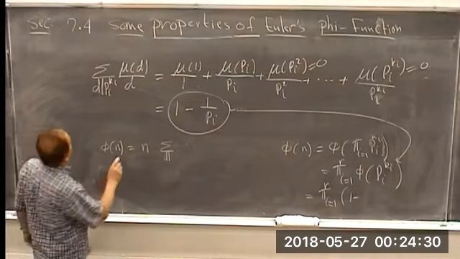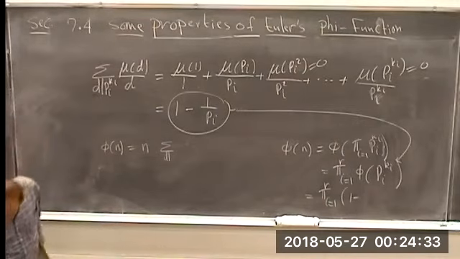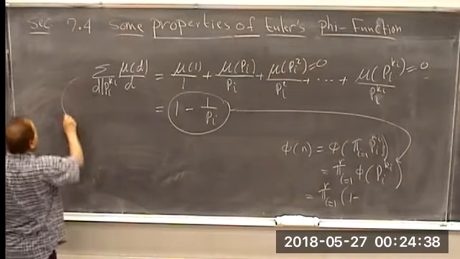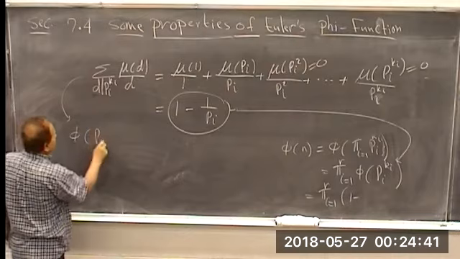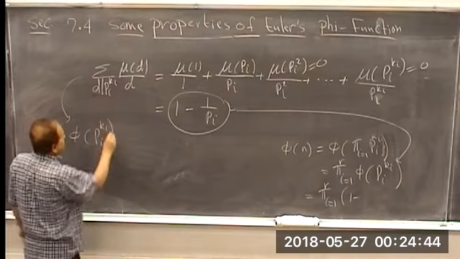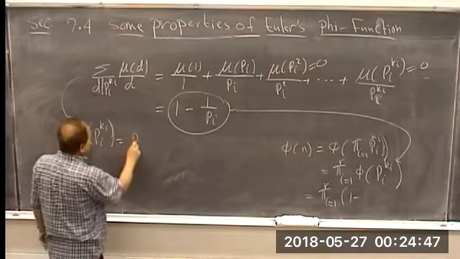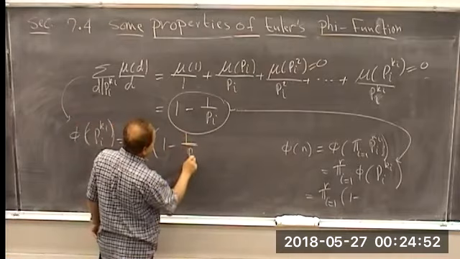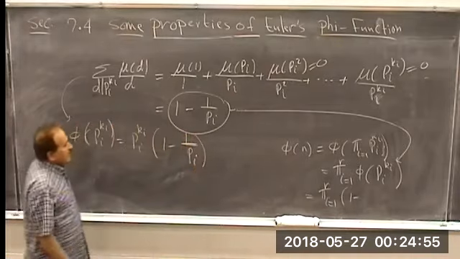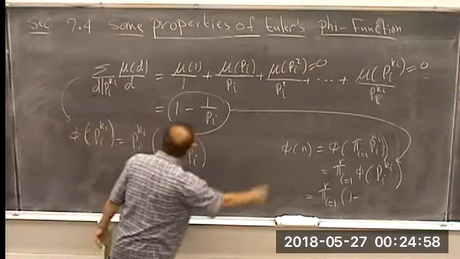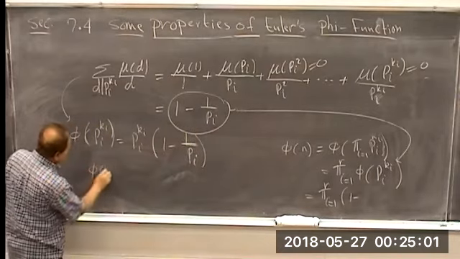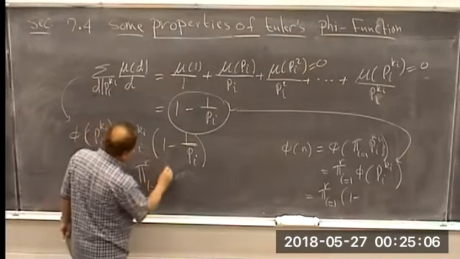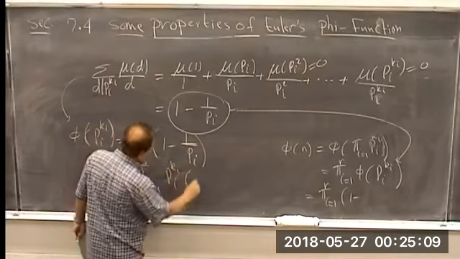Right, I have got one thing in here, so actually I need to go back to this one, that's why. So from here we have phi of p sub i to the k sub i is equal to p sub i to the k sub i times this. And now we need to put this back in here, with phi of n being the product over all of these, i equal 1 up to r, of p sub i to the k sub i minus 1.